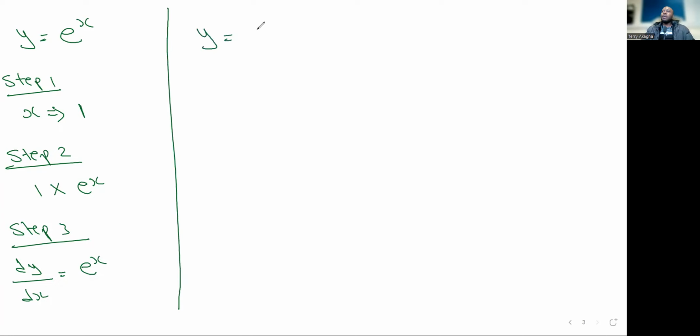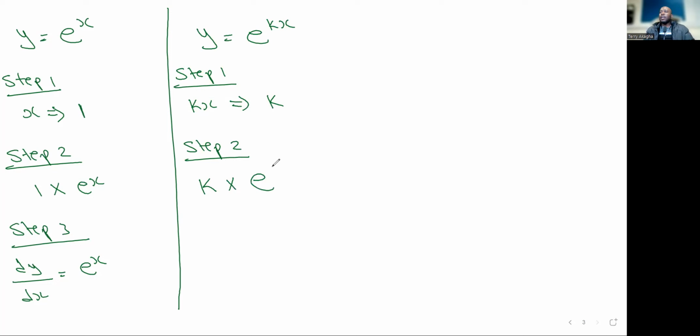Let's say we have e raised to power kx, is the same thing. Step 1, you have kx. The first thing you do, you differentiate the power, and that will give you k, all right? Then step 2, you multiply the answer from step 1 with the original question. So you're going to have k multiplied by the original question, e kx. Then step 3 will now give you the dy over dx. Will now be k multiplied by this. So it's going to give you k e kx. All right?